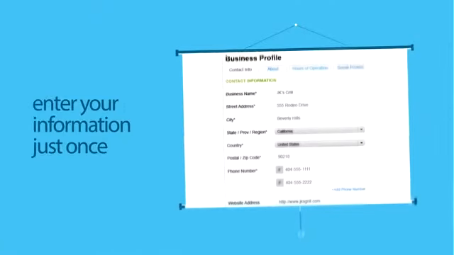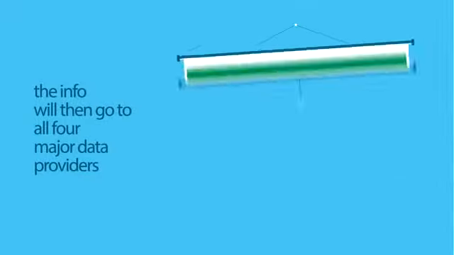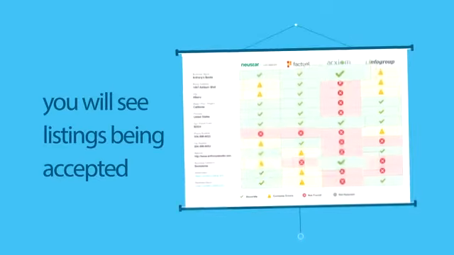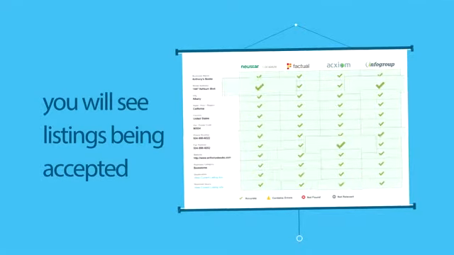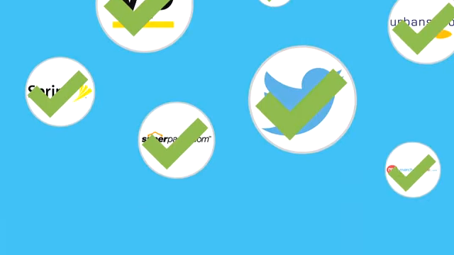Enter the business information one time, just once. This information will then be pushed to all four major data providers. And we'll show you when the listing has been accepted by the providers so you're not left in the dark. Once the listing has been accepted, all you have to do is wait and watch as hundreds of listing sites get your accurate listing information over time.